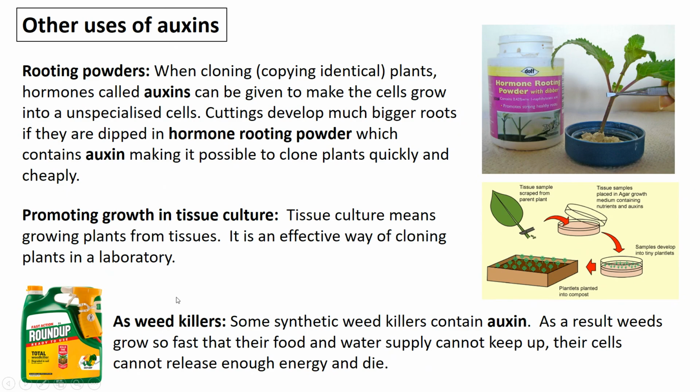And you can also use auxins as weed killers because they're a growth hormone that make things grow faster. They actually are used in weed killers because they get plants to grow so quickly that they can't actually keep up with the energy demands that they need. So they can't release enough energy, they can't photosynthesize quick enough, and the weeds actually end up dying.